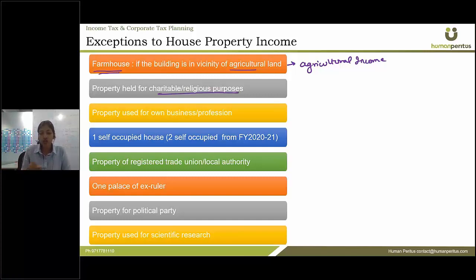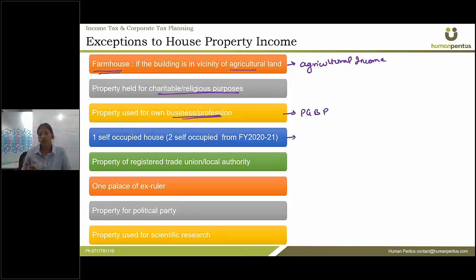Property held for charitable or religious purposes will be exempt, because in the case of exemptions it was stated that if a property is for charitable or religious purposes, whatever income is earned will be exempt. Property used for own business or profession: as I told you in the starting, the property should not be for business or profession. If it is for business or profession, then it is under PGBP. So the property should not be for the use of business or profession to be calculated under house property income.